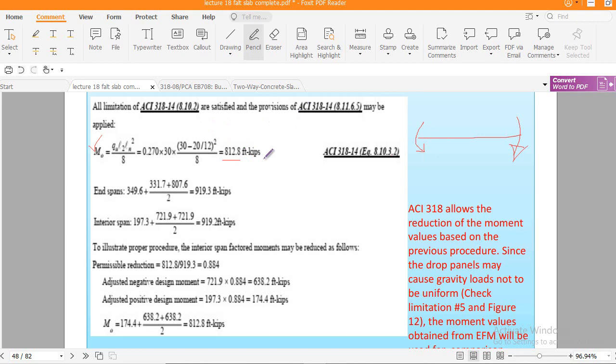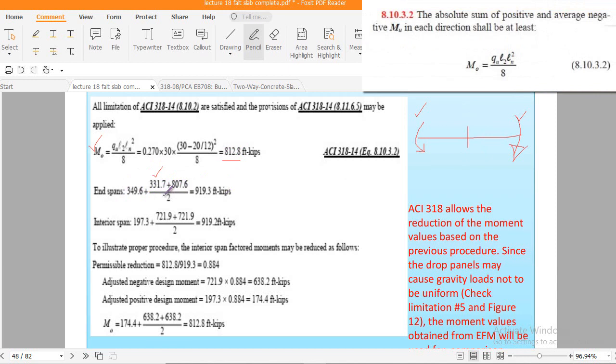So here you see this is at 12.8 feet-kip. Now you see here end spans. In end spans, the average of the moments in the end span, 349.6. This is this moment, right? And this one is this moment from the moment distribution table. Divide by 2, we will average it, and we add the positive moment, right? The mid moment, right? This 349.6 is the mid value. So the sum of all these moments must be equal to this one if the slab system fulfilled the direct design method limitations.